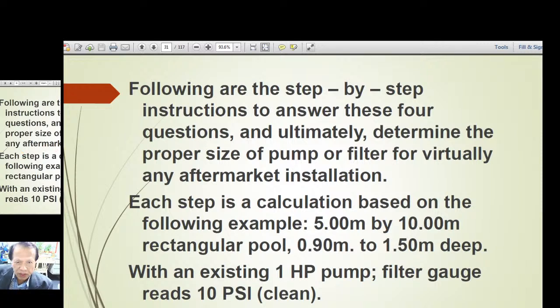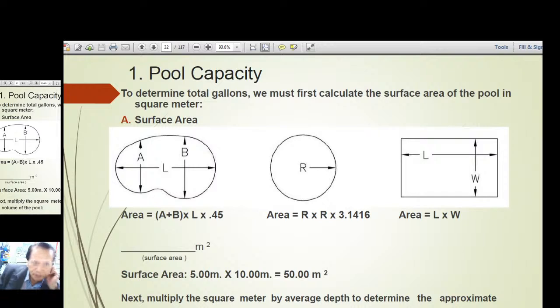Each step is a calculation based on the following example. 5 meters by 10 meters rectangular pool, 0.9 meters to 1.5 meters deep with an existing 1 horsepower pump. Filter gauge reads 10 psi, clean psi, okay? So pool capacity: to determine total gallons, we must first calculate the surface area of the pool in square meters.